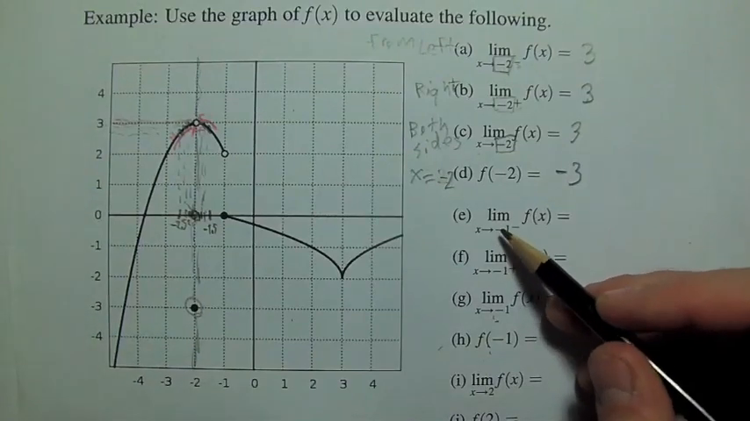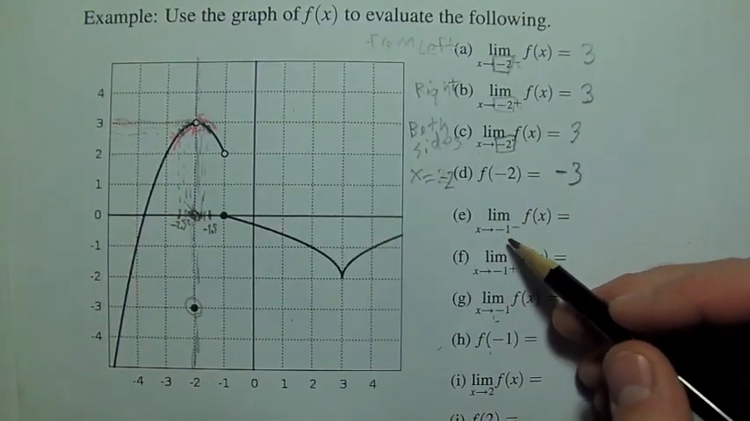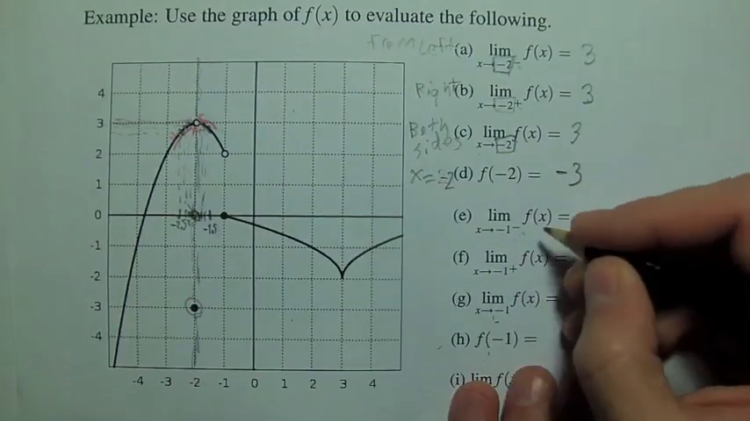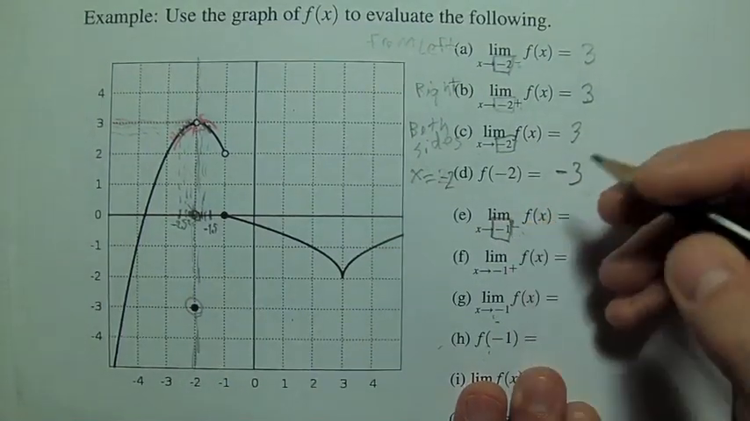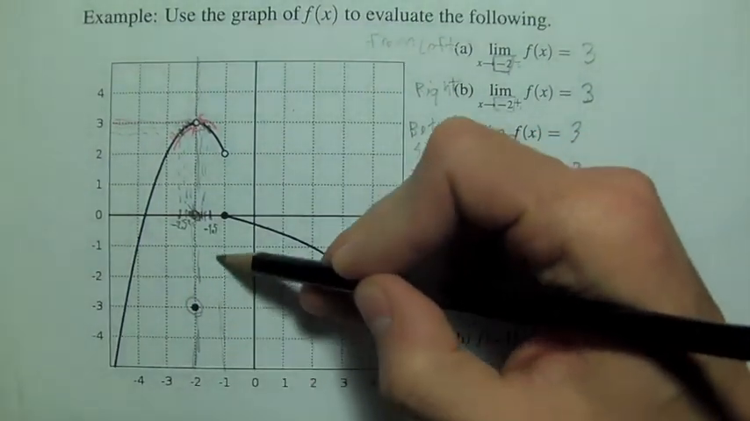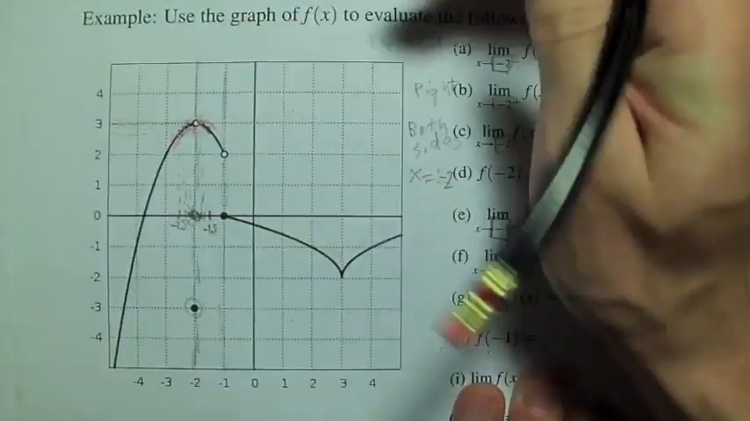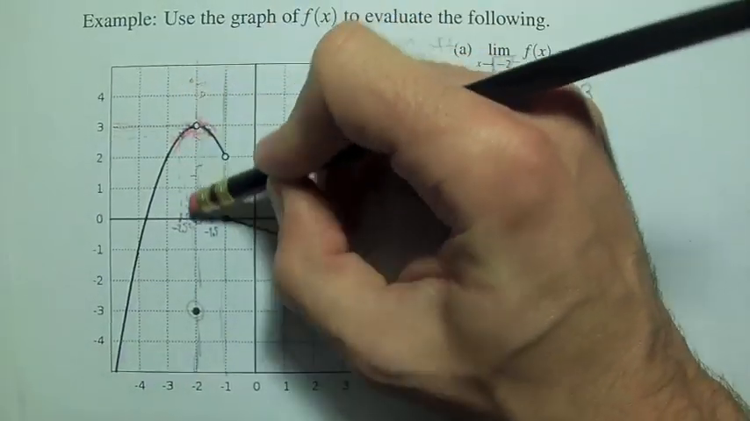Let's look at this next one. We're looking at the limit as x goes to -1 from the negative side. So -1 is the value we're looking at. So let's go ahead and erase this stuff.